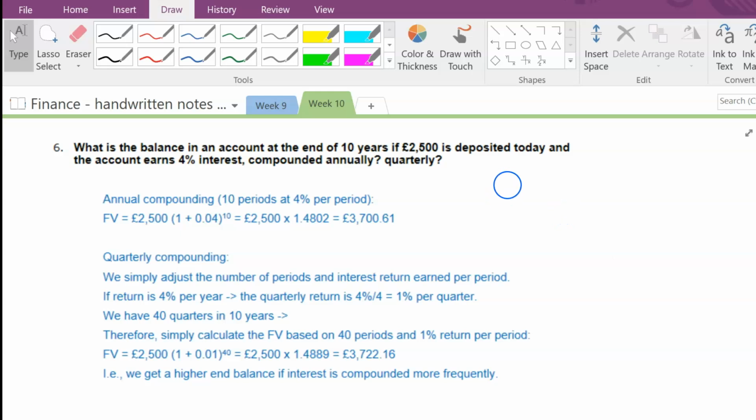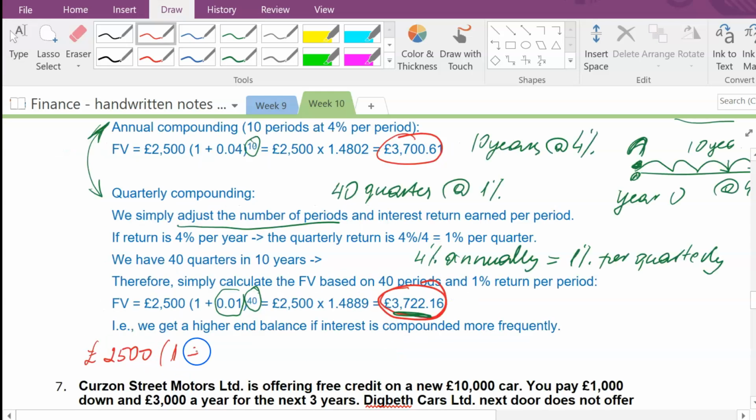If you're offered to compound on a daily basis, you would do the same thing. You would take 2,500. You apply a different interest rate, so 4% per year is the same as 4% divided by 365 per day, right? This is what you would get per day. How many days will you have? You will have 10 years at 365 per each day, right?